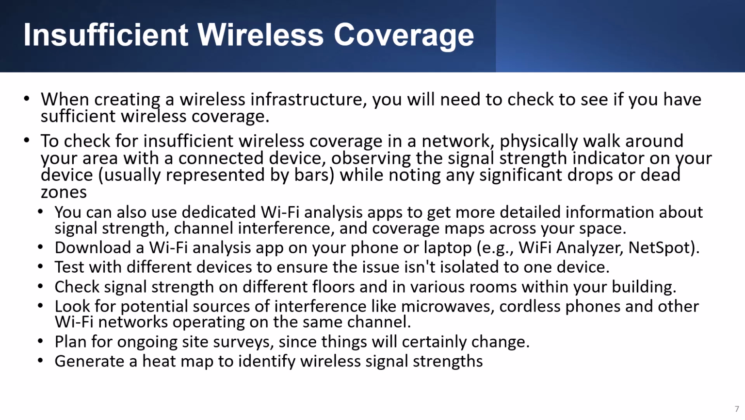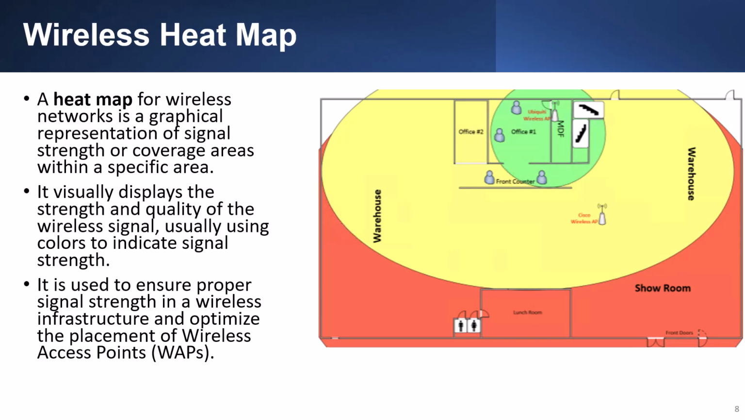Generate a heat map to identify wireless signal strengths. A heat map for wireless networks is a graphical representation of signal strength or coverage areas within a specific area. It visually displays the strength and quality of the wireless signals, usually using colors to indicate signal strength. It is used to ensure proper signal strength in a wireless infrastructure and optimize the placement of wireless access points.